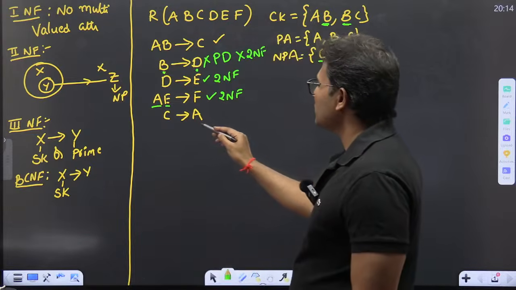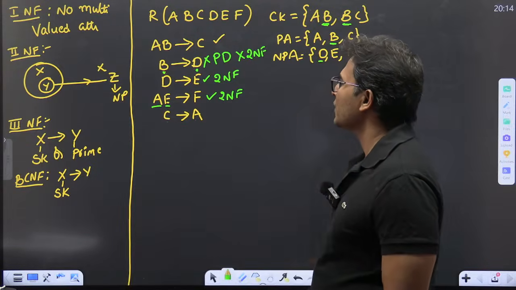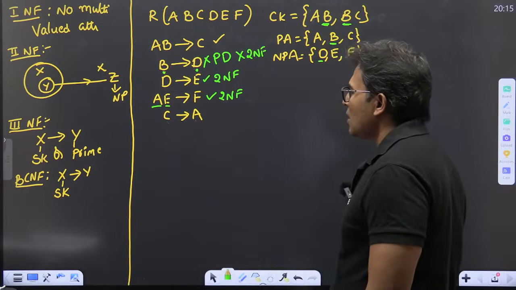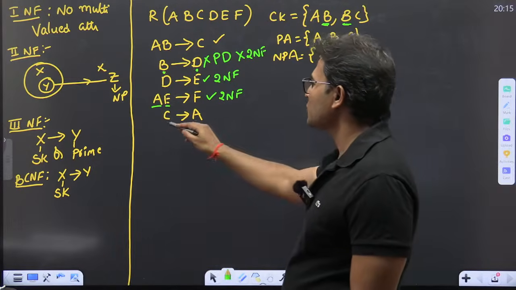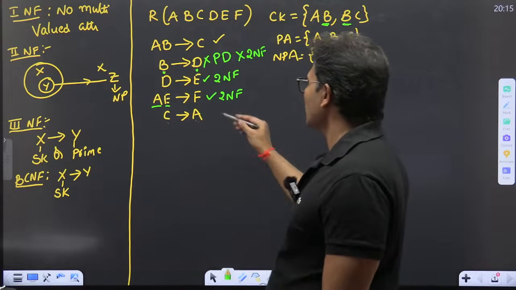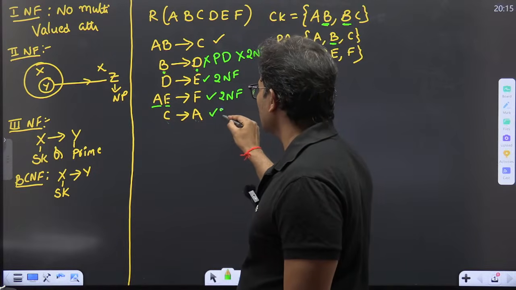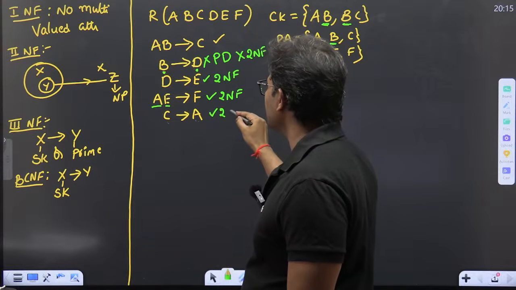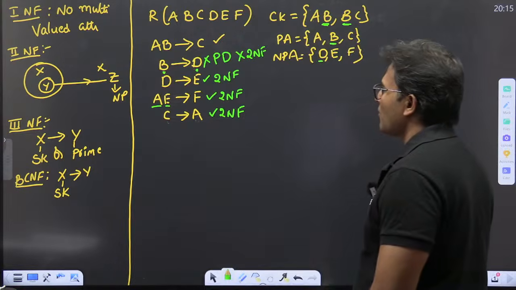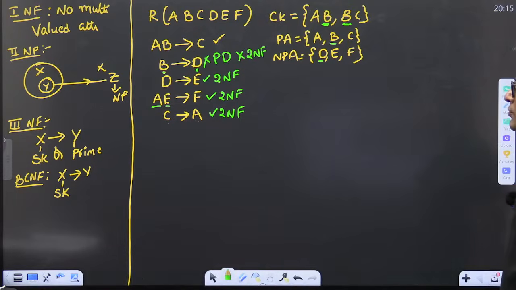And now what about this? A non-prime attribute is determining a prime attribute, right? So this is also not a partial dependency. Therefore, this will also be in second normal form.